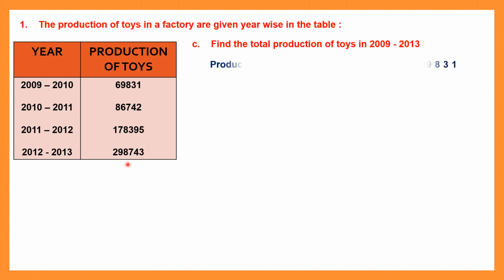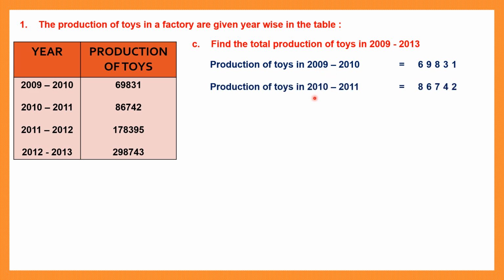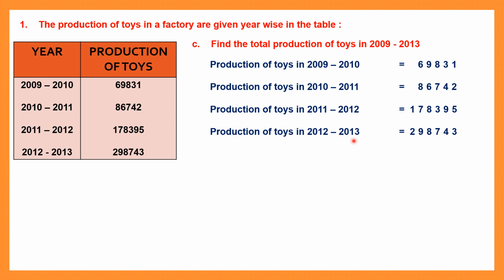So let's start by saying production of toys from 2009 to 2010. We have the number. Then 2010 to 11, we have the number. 11 to 12, we have this, and we also have to write from 2012 to 2013. That means if we have to find the total production of toys from 2009 up to 2013, we have to add up these numbers. So let's do that addition here itself. Let's begin. 1 plus 2 is 3. 3 plus 5 is 8.